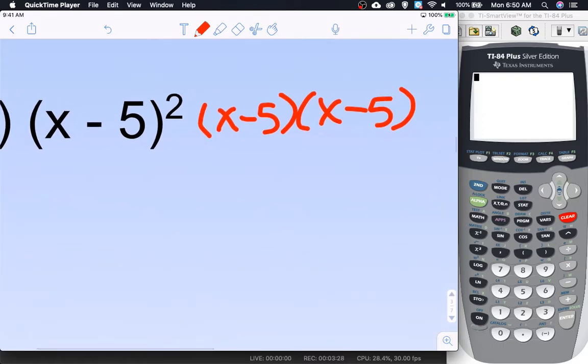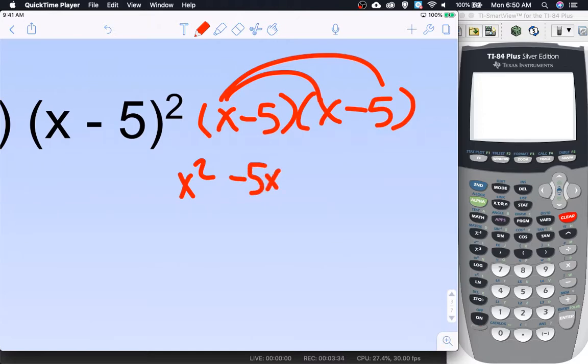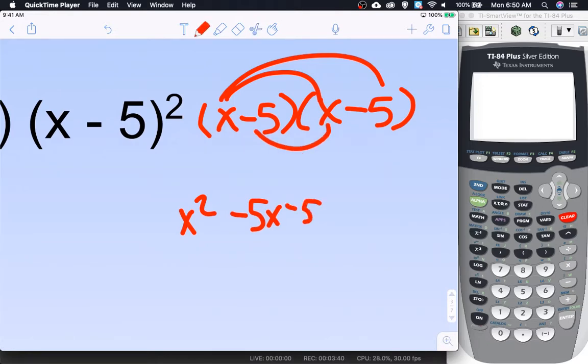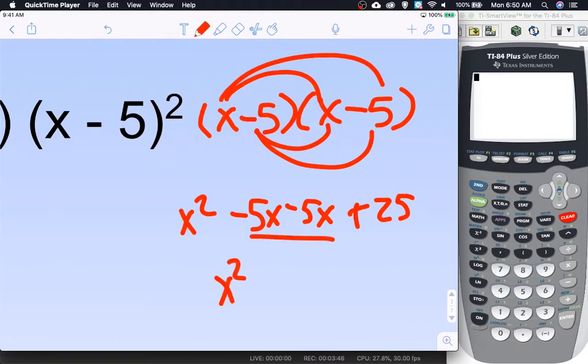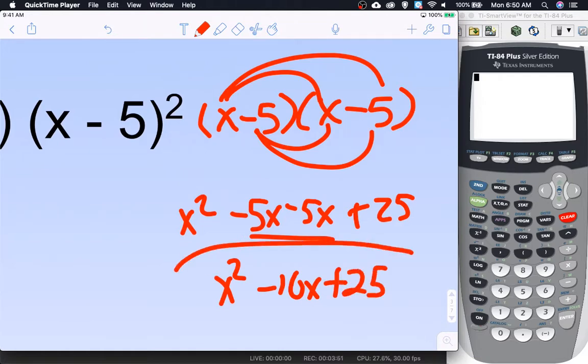Just like we did in the previous lesson, we're going to get x squared minus 5x, minus 5x plus 25. Combine like terms: x squared minus 10x plus 25. And we're done.